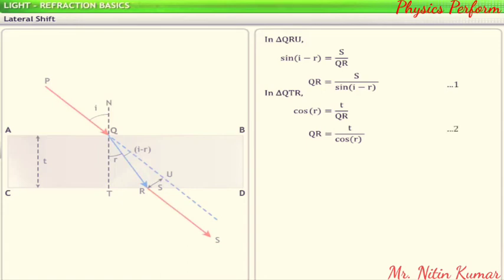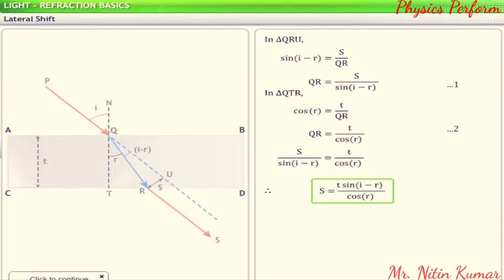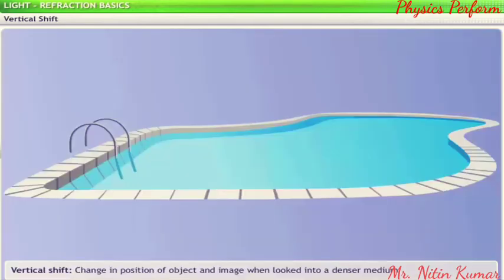Thus, QR is equal to the ratio of T to cosine of R. This gives you equation 2. From equations 1 and 2, we get the lateral shift in the slab as S is equal to T multiplied by sine (I minus R) divided by cos R.